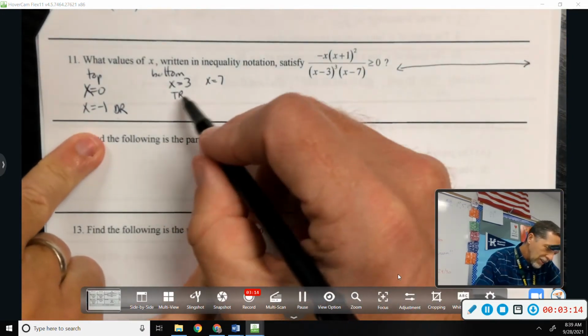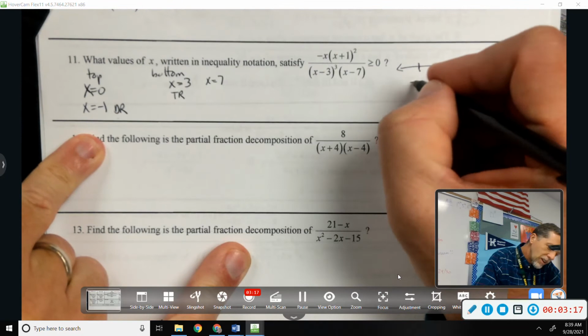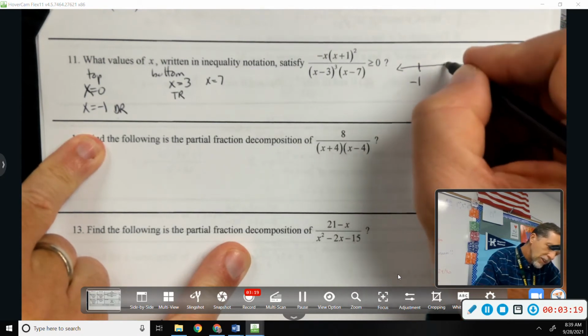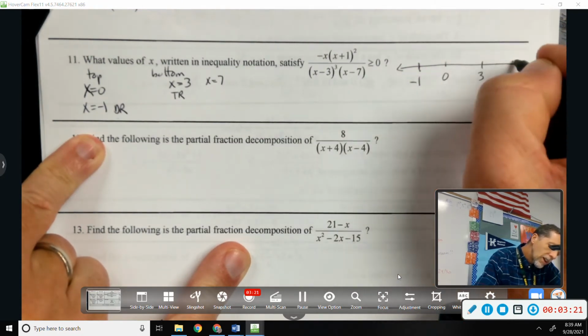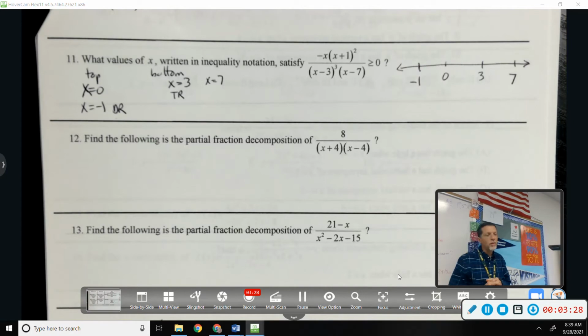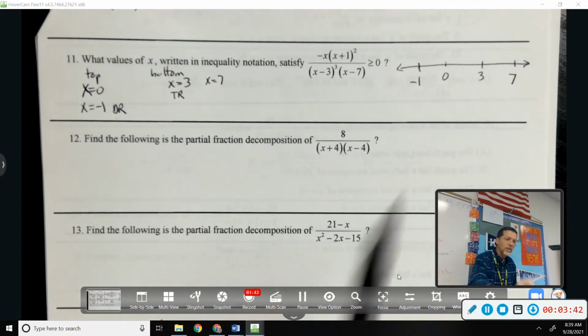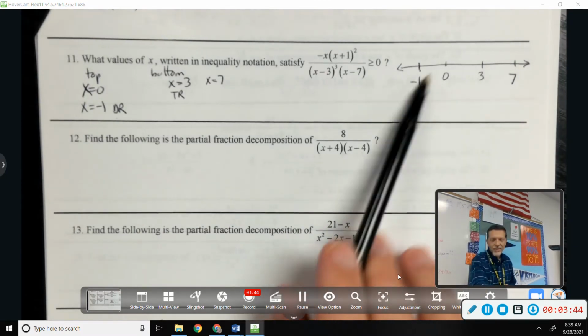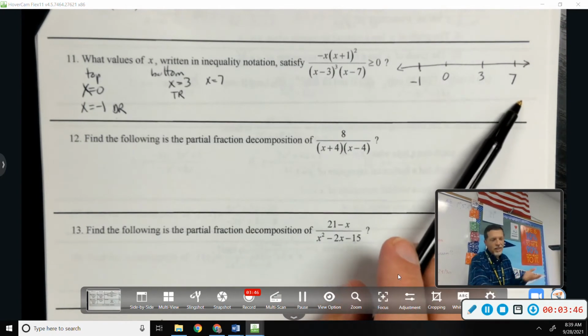All right, let's put these numbers on in the right places here. So negative 1, 0, 3, 7. Again, I'm not concerned about whether the scale looks right. I'm more concerned that you put them on in order from smallest to greatest. Somebody's going to put these numbers on out of order, and obviously that just messes up the whole problem.